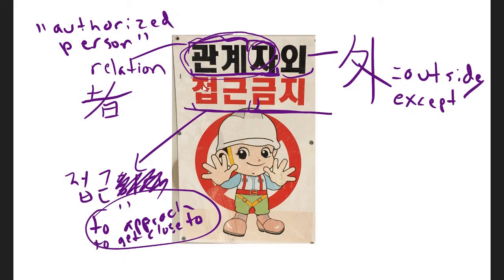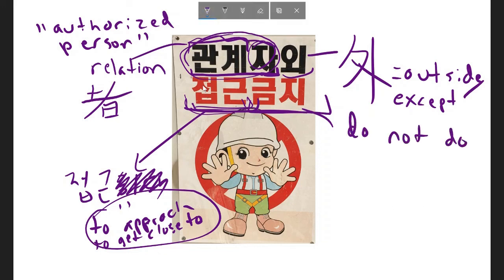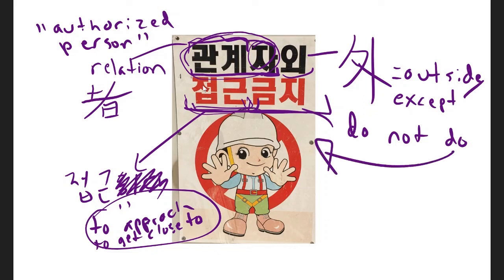And 금지, if you've been following my sign videos for a while, you'll know that this is very often put after the noun form of a hada verb, to say do not do whatever is before this particular thing. So all this is saying is don't approach this area or whatever this little man is close to here. And if you put this whole sign together, all it's saying is other than or except or outside of the authorized people, you're not allowed to or do not get close to or approach this area. That was fun and quick, and I hope you learned a lot.